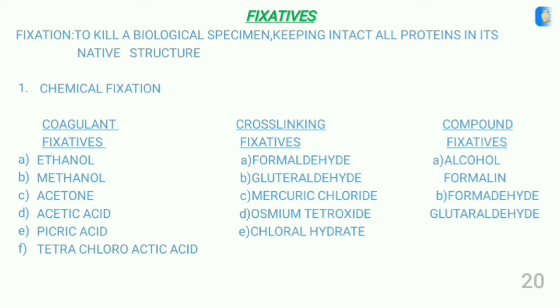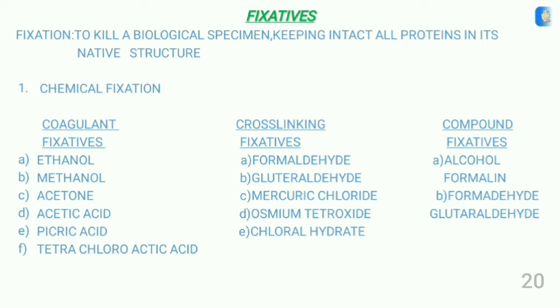Fixatives. Fixation kills a biological specimen but protects its native structure. There is chemical fixation and cryofixation. First we discuss chemical fixation. Coagulant fixatives, cross-linking fixatives, and compound fixatives are the chemical fixatives. Ethanol, methanol, acetone, acetic acid, picric acid, trichloroacetic acid, these are the coagulant fixatives. Formaldehyde, glutaraldehyde, mercury chloride, osmium tetroxide, chloral hydrate, these are the cross-linking fixatives.